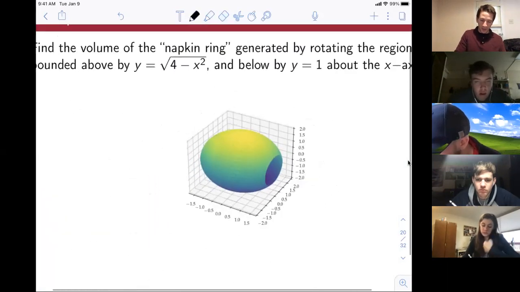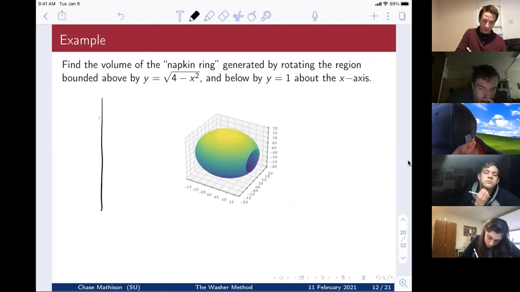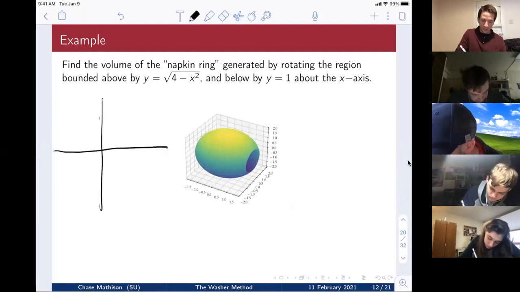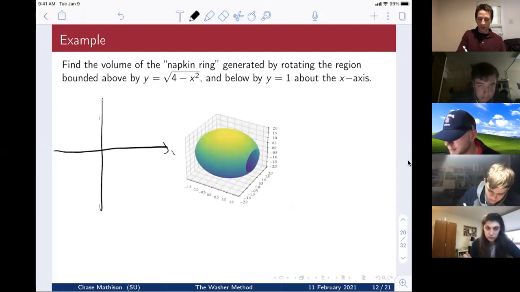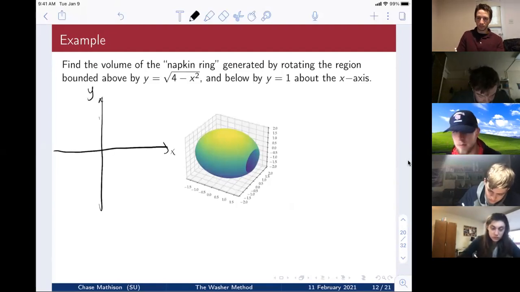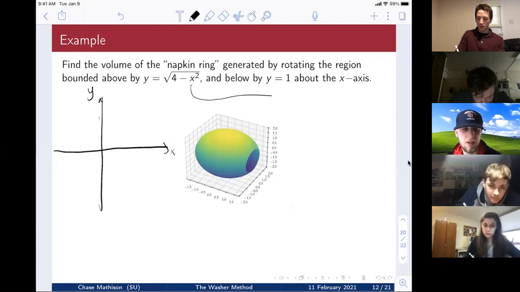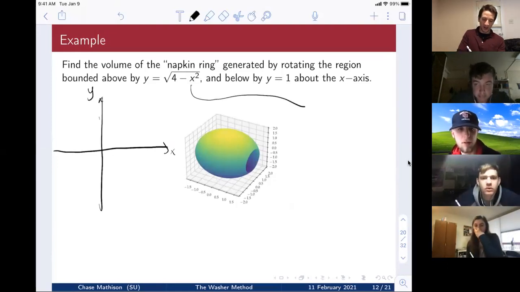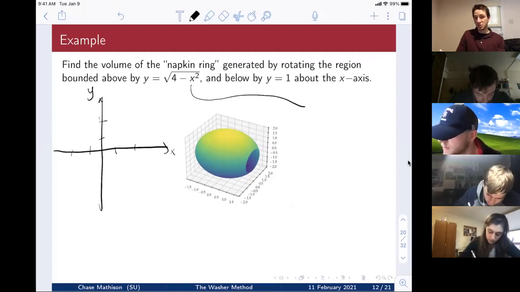Okay, so again, I'm always going to sketch a graph of the region that we're rotating. So y equals the square root of 4 minus x squared. What is that curve? Is that like a half circle? Yeah, perfect. This is a half circle with radius 2.